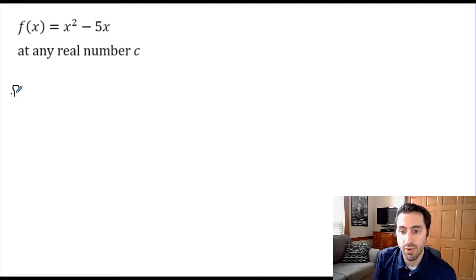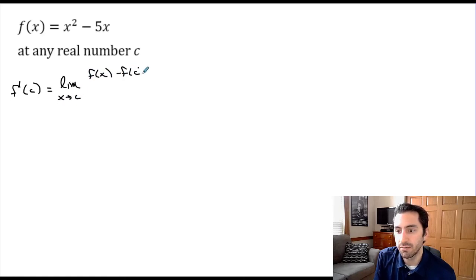So again, we want f prime of c, and this is equal to the limit as x approaches c of f of x minus f of c divided by x minus c. Just a little side note again, if I want to find f of c, remember we just substitute in c for x. So this is going to be equal to c squared minus 5 times c. So let's plug in everything we know.